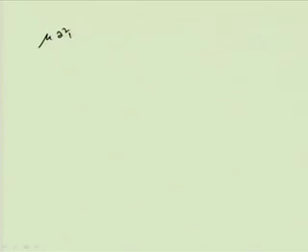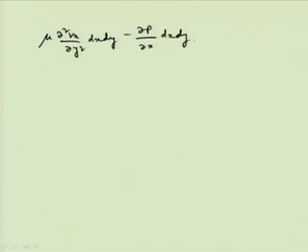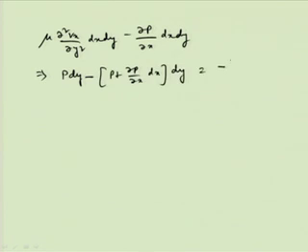mu into del square Vx by del y square into dx dy minus del p by del x into dx dy. Okay. So, this is the total viscous force, and this is the total pressure force. How is it coming? This is basically from P into dy minus P plus del P by del x into dx into dy. So, this is equal to minus del P by del x into dx into dy. This is this term, okay.